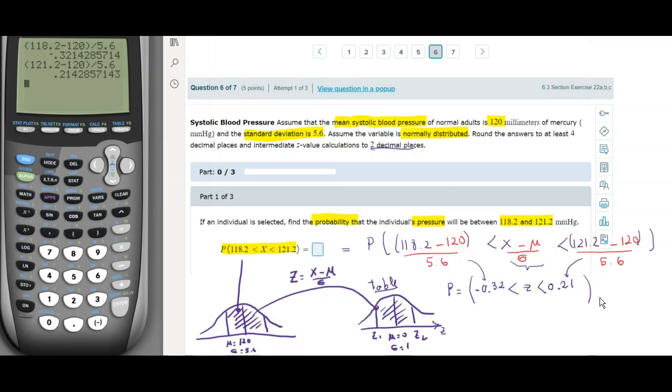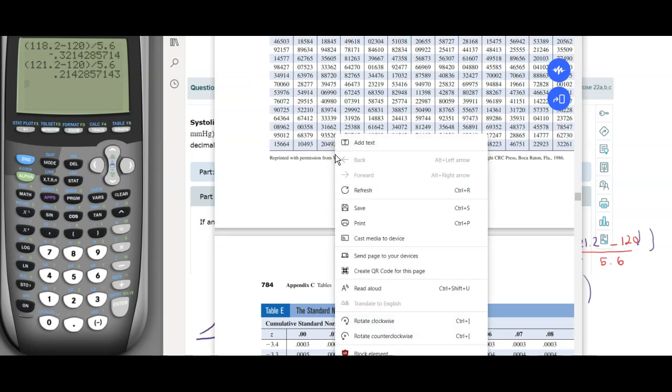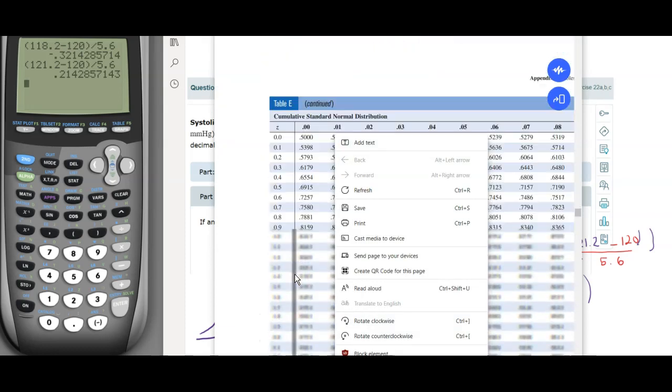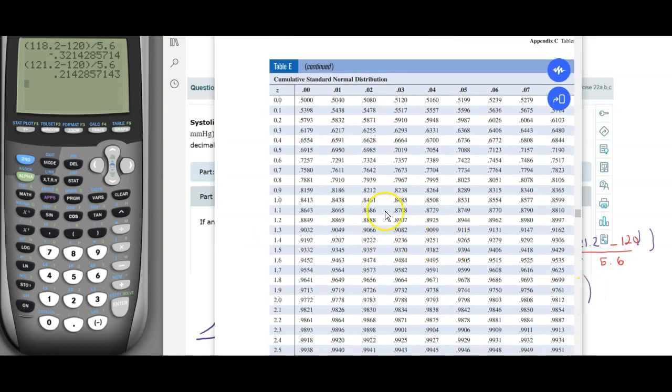So the equivalent value for this one is 0.3745. We're going to do the same thing for 0.21. It should be on the other side of the table, the bottom one. For 0.21, 0.2 here, and 21, you get 0.5832.